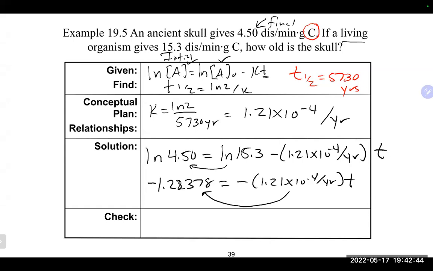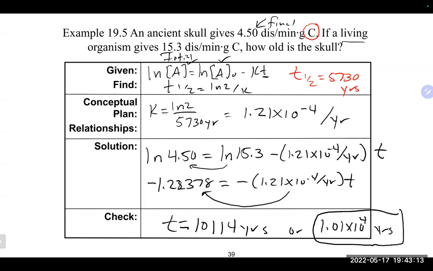Also, the year on the bottom will flip to the top as you divide, and that will get you approximately 10,114 years, or about 1.01 times 10 to the 4 years. About 10,000 years old. Pretty old, let's say in this case. Any questions on any of that calculation?